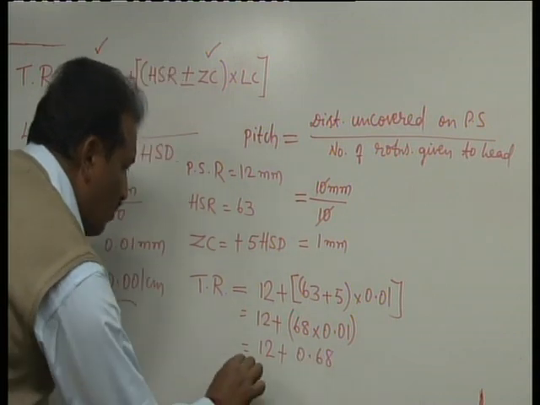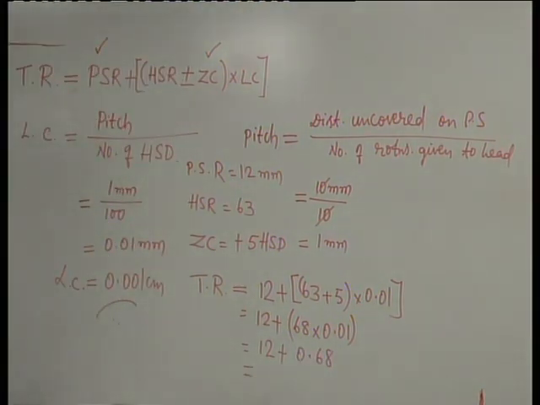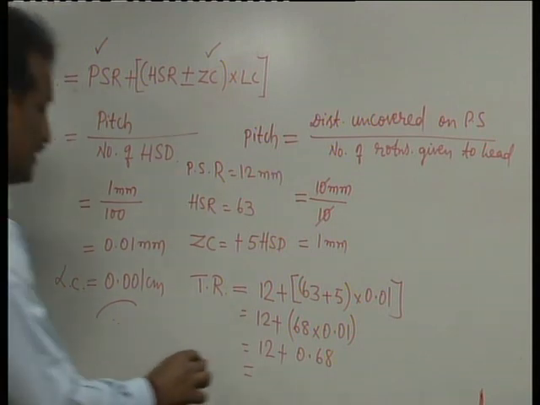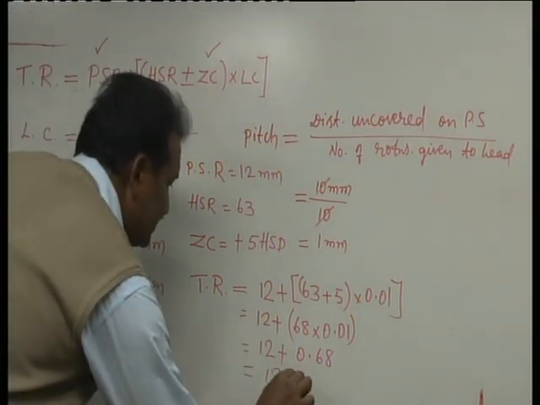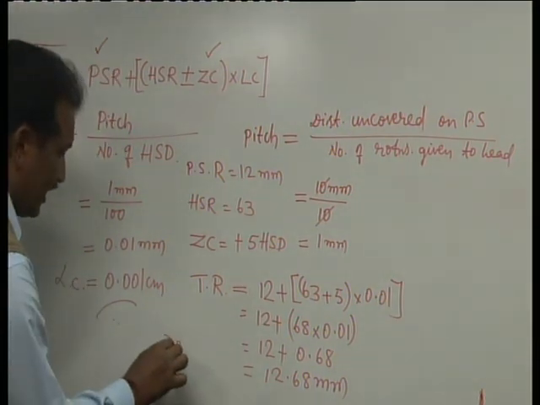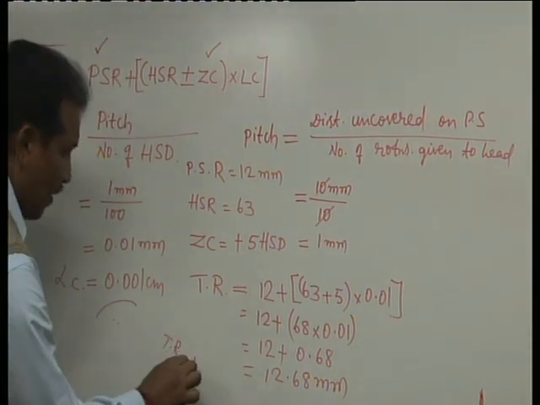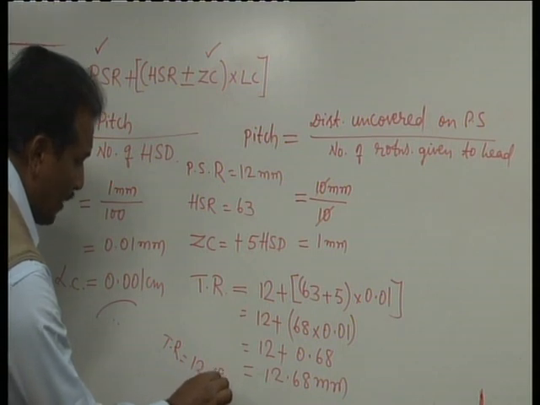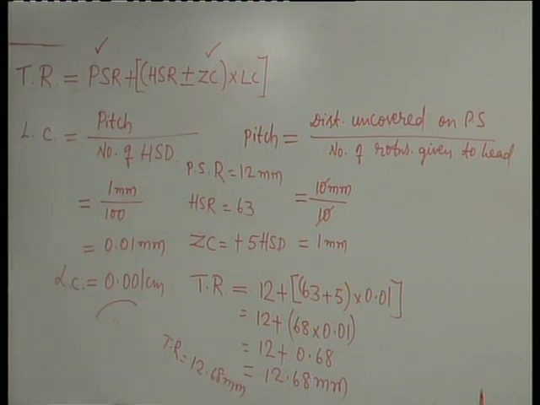Now it is 12 plus 0.68, which is 12.68 mm. You can say the total reading is equal to 12.68 mm. If it is in centimeters, it is 1.268 centimeters. This is the way of having the total reading in the case of a screw gauge.